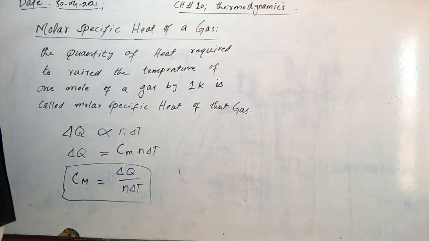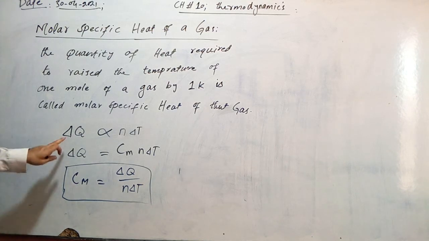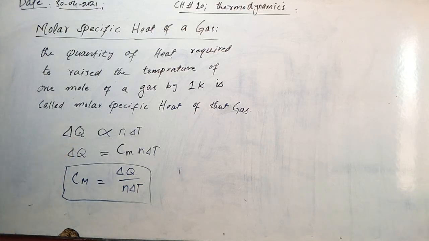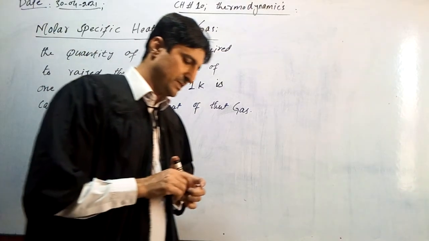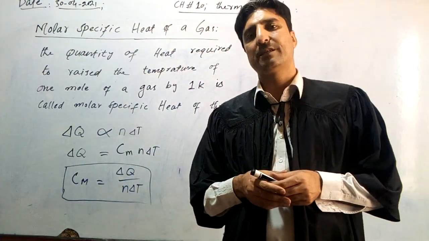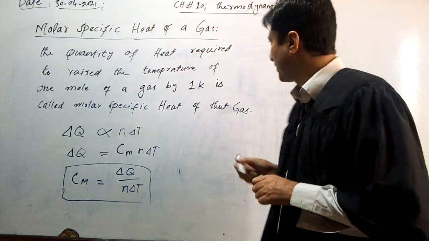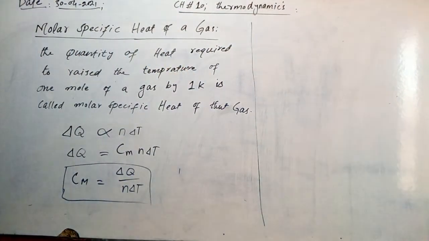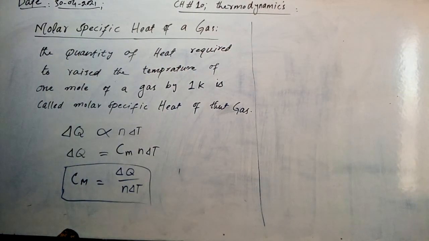Now, furthermore, whenever we provide heat to a system, two parameters of the system can change: the volume and the pressure of the system. So we will also discuss the two basic specific heat capacities, the constant volume molar specific heat capacity and the constant pressure molar specific heat capacity.